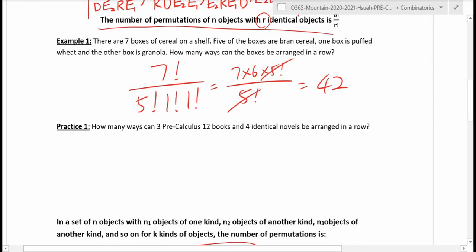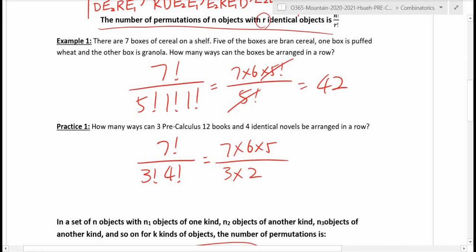Okay, hopefully this isn't too difficult for you. We have 3 pre-calc 12 books and 4 identical novels. We want to put them in a row. How many ways can we arrange them? Well, there are 7 books in total, 3 of which are pre-calc 12, and 4 are identical novels. So this is going to be 7 times 6 times 5 times 4 factorial, but that's going to cancel out with the 4 factorial, so I'm not going to write that out. 3 factorial is 3 times 2, that's 6. Cancel with 6. We have 35 ways.